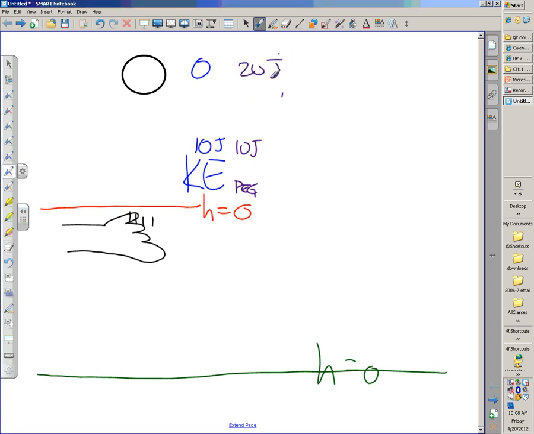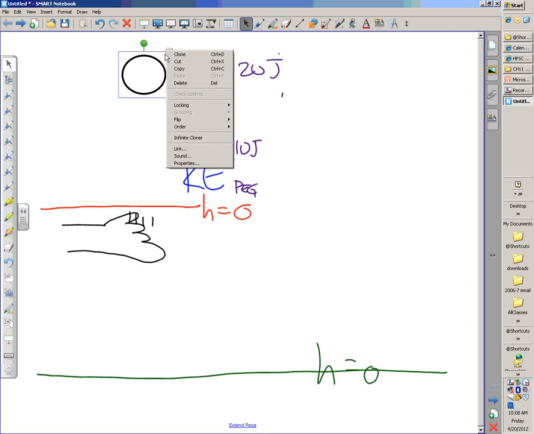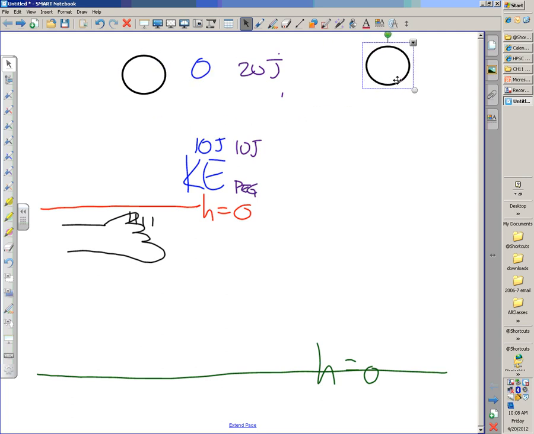Okay. Now, Parker, here I think is what you were going to kind of ask about a little bit. Let me clone. On the way back down, right, it starts with 20 joules of potential and 0 joules of kinetic.